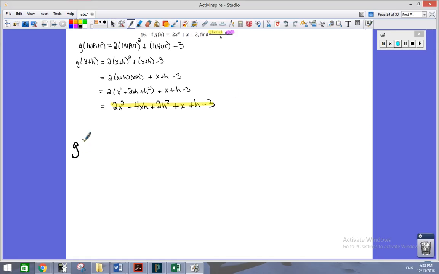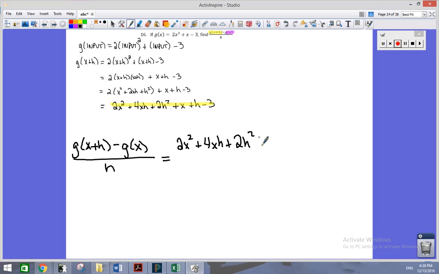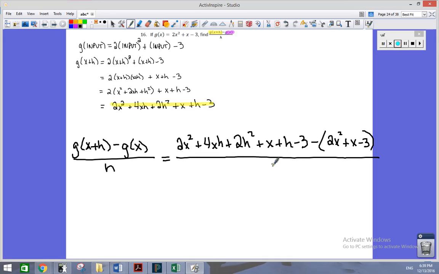So this ratio has a numerator of g evaluated at x plus h, which I know is highlighted in yellow, minus g of x. Well, that was given. That's the original 2x squared plus x minus 3. All that's being divided by h. So what's in yellow here is 2x squared plus 4xh plus 2h squared plus x plus h minus 3. Now I'm going to subtract, and since I'm subtracting, I'm not just subtracting my favorite term, I'm subtracting the whole thing. I need parentheses around this trinomial, 2x squared plus x minus 3. All of that is being divided by this single h.